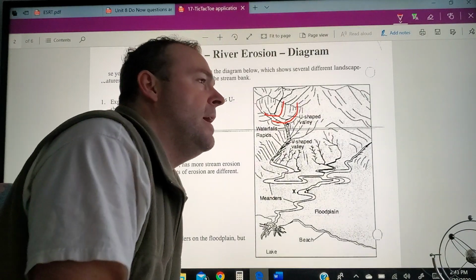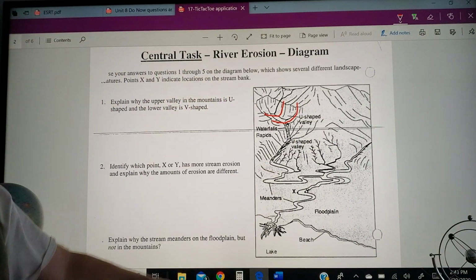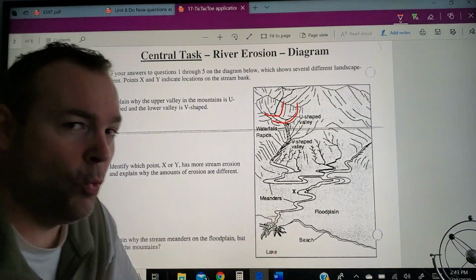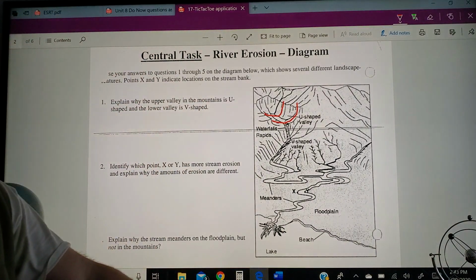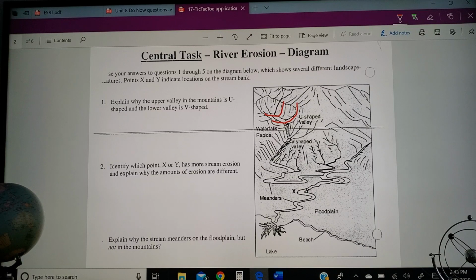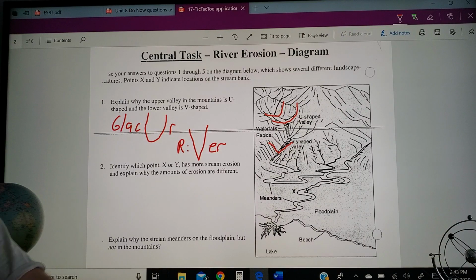Yosemite Valley, if you ever head out to California, is a classic U-shape. But lower down in elevation, it gets warmer. The ice melts, and it flows like a river. And rivers cut with a V. So you'll get more of a V shape in here. All right, and I like writing it so that you can remember it, right? Glaciers. This is not the proper way to spell it. Right? Glacier with a U. And, of course, river with a big V. Okay? To help you remember the shapes.